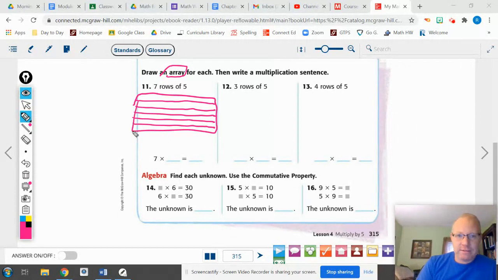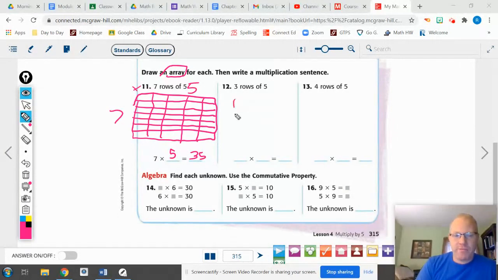5, 6. You see what I did there? Rows of 5, so we're going to cut it down 4 times. 1, 2, 3, 4. So we have 7 rows of 5. That's multiplication. 7 times 5 is 35.